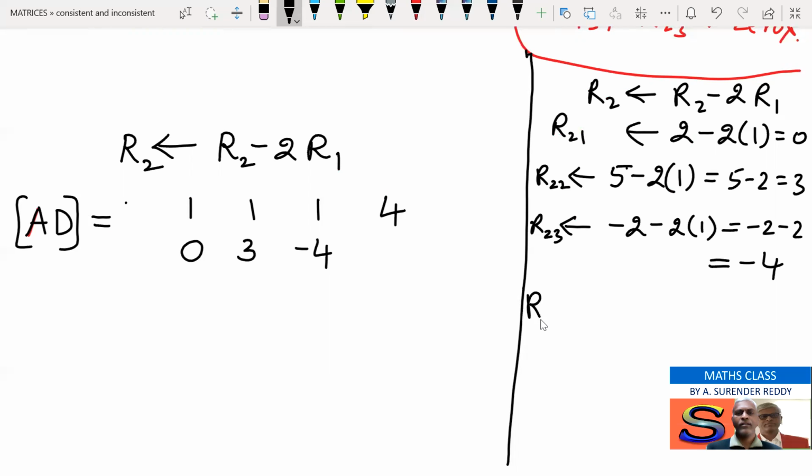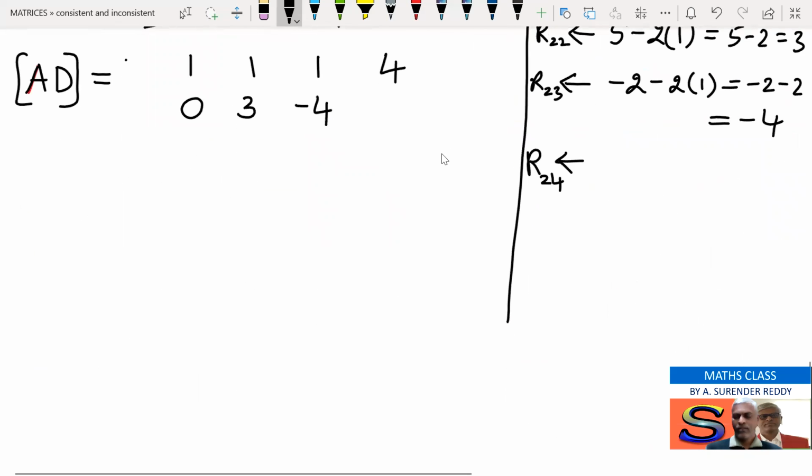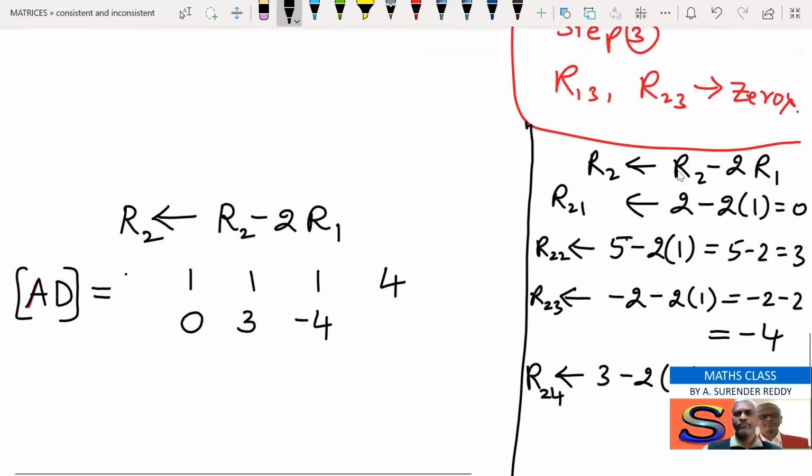And next apply the same formula for the fourth element also in the second row. So here 3 and 4: R2 is 3, R1 is 4. Applying the same formula, 3 minus 2 into 4. What is the formula? R2 minus 2 R1. So remember, this is the formula we are applying.